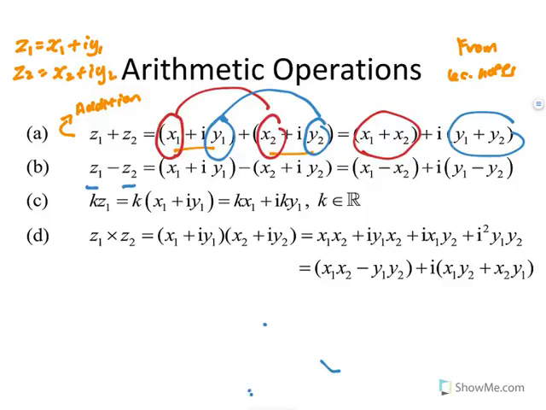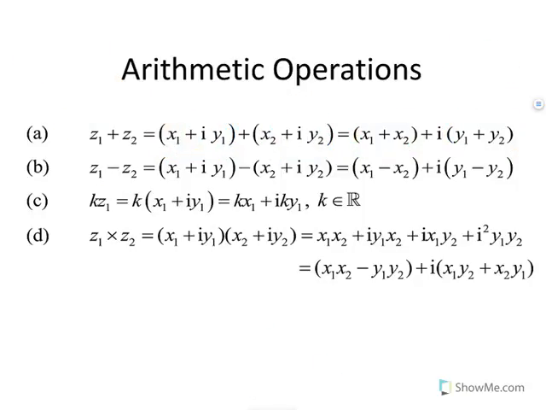z1 minus z2, you see that I just subtract the real parts, and I subtract the imaginary parts. Easy, right? Super easy, easy lemon squeezy.